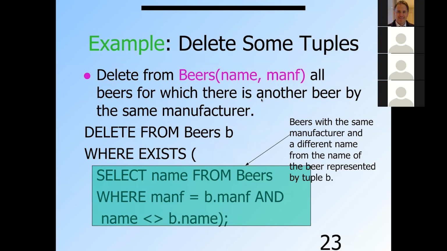There's a little bit of an intricacy around deletions, around the semantics of delete and how it actually works. The thing that you don't ever want to have in databases is an arbitrary choice. So if we say something like this, we want to delete from beers all the beers for which there is another beer by the same manufacturer.